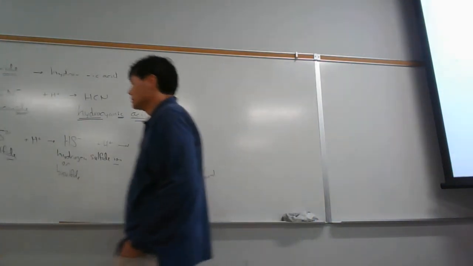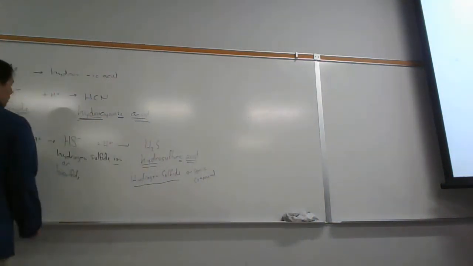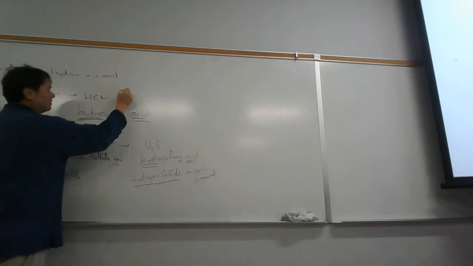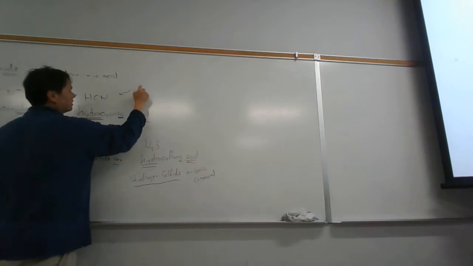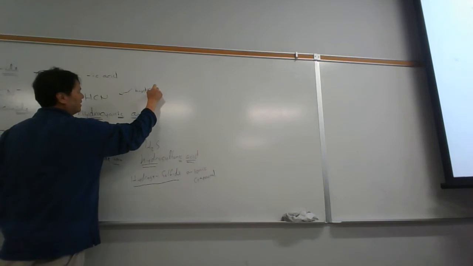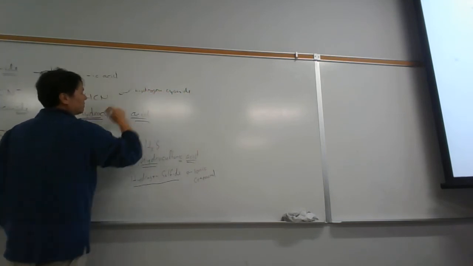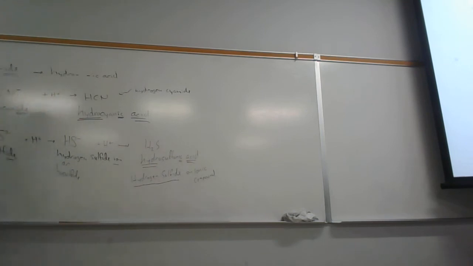The reason is this. Ionic compounds are named based on the cation and the anion. So the cation here is the hydrogen ion, and the anion is cyanide. And so the ionic name for this would be just hydrogen cyanide. Hydrogen cyanide is a gas. And if I take this hydrogen cyanide gas and mix it with water, I'll form hydrocyanic acid.